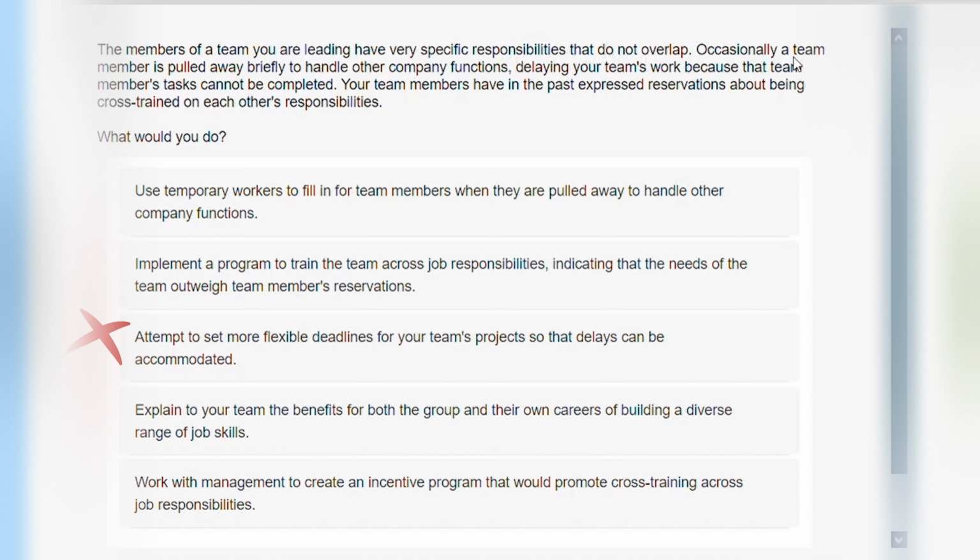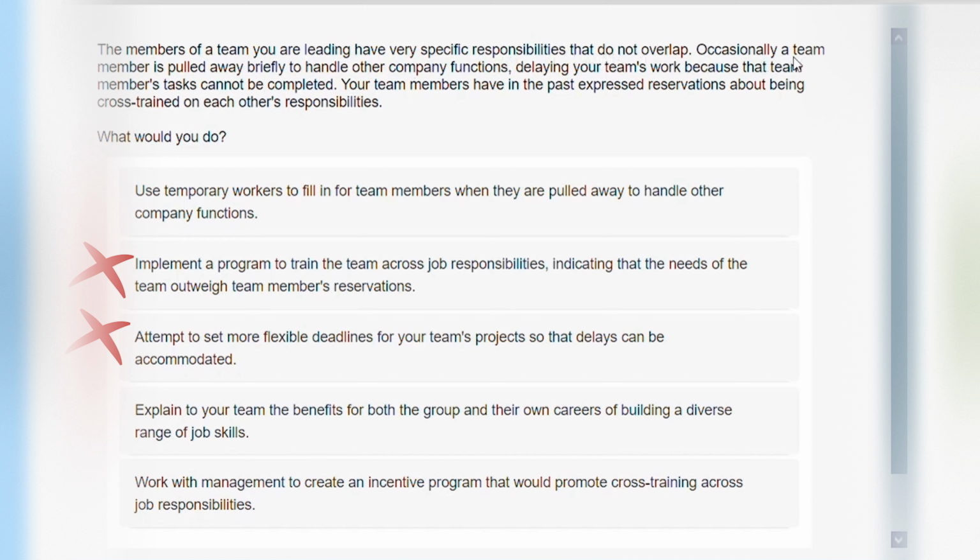The second one, implement a program to train the team across job responsibilities. This one is good so far, but when it says indicating that the needs of the team outweigh team members' reservation, this is completely no. Team members' reservation is very important. Indeed, the needs are important as well. So are the reservations. So this is another one we can easily eliminate.